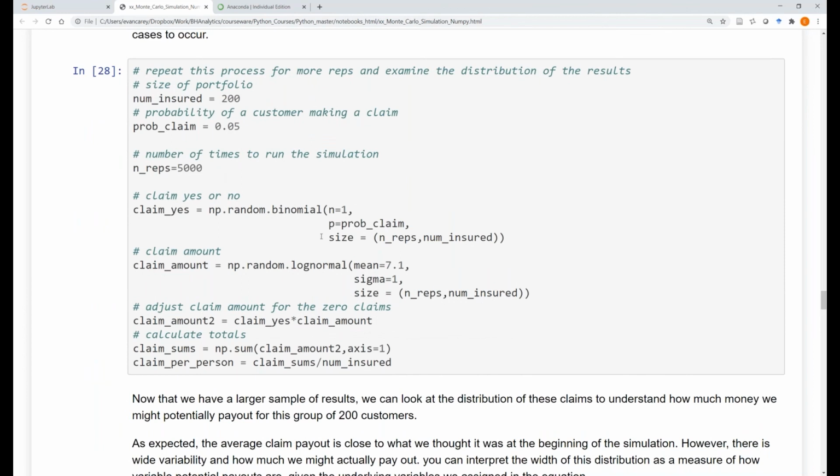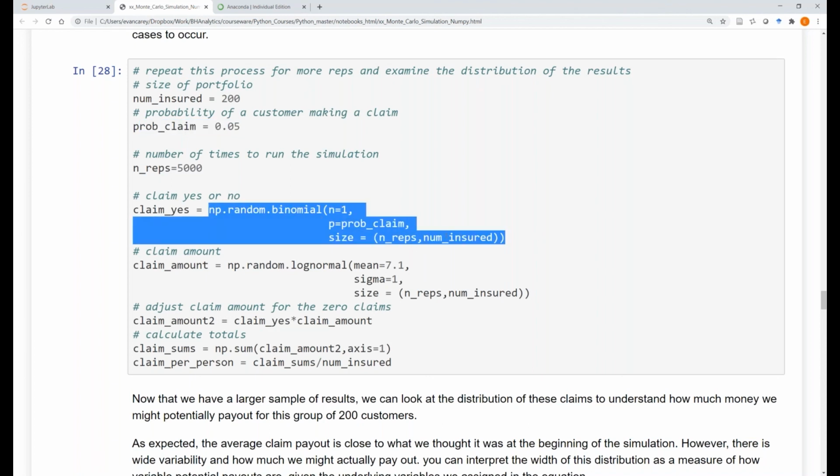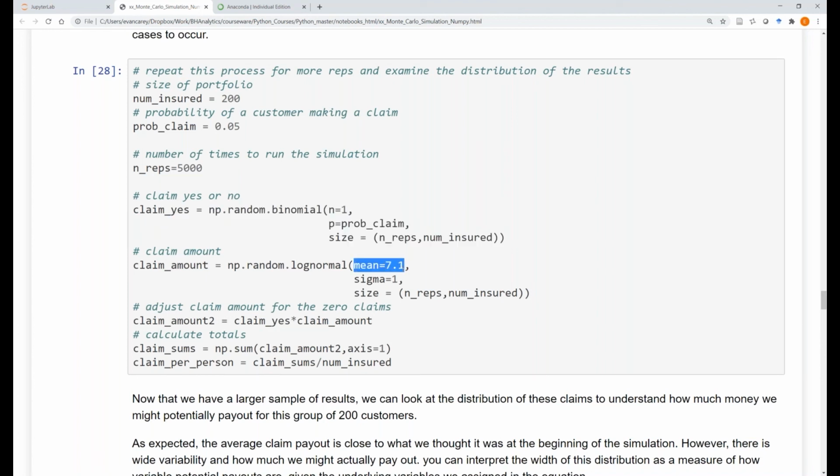It's going to be these parameters, right? So I've set up a system and I've made a number of assumptions. My assumption is that everybody has a 5% probability of making a claim and that distribution is binomially distributed. That's a strong assumption. I've also made an assumption that the claims are log normally distributed with a mean of 7.1 on the log normal scale and a standard deviation, that sigma, of 1.